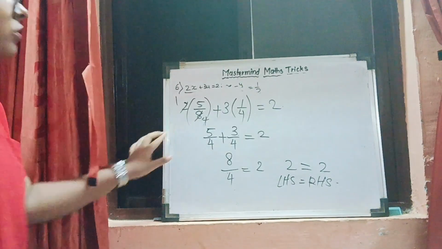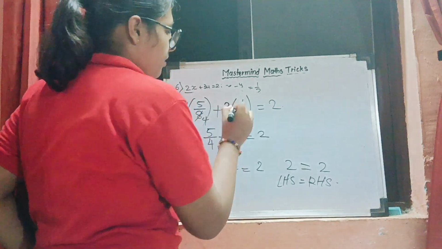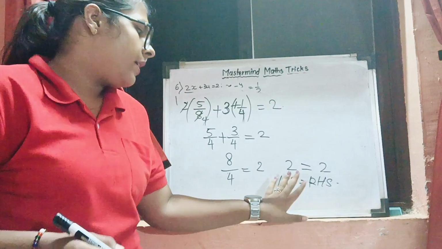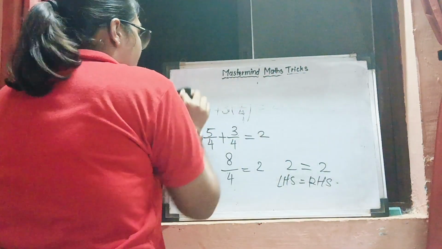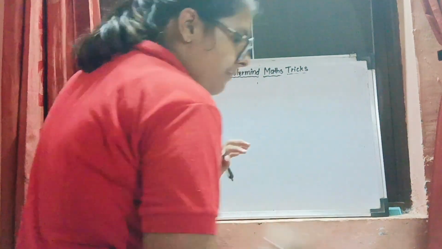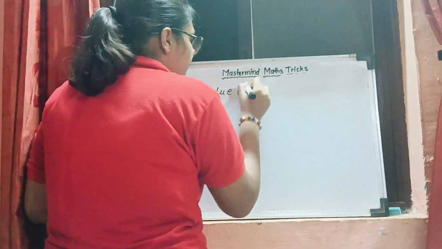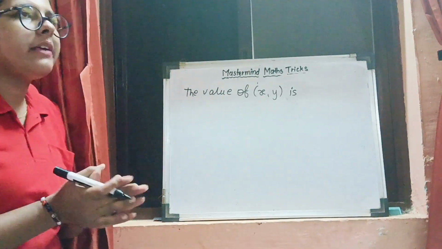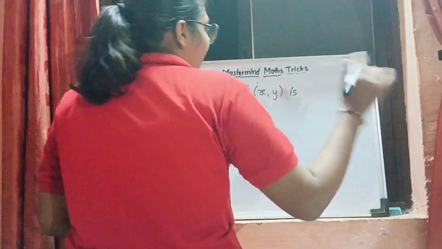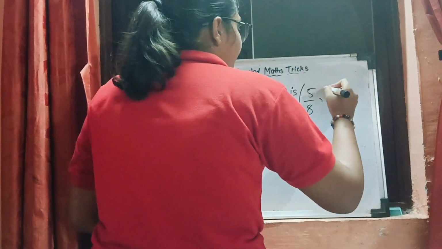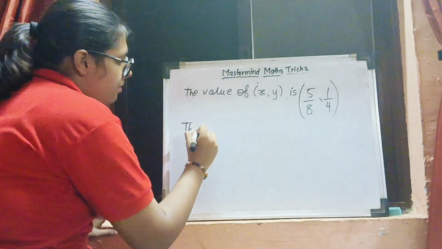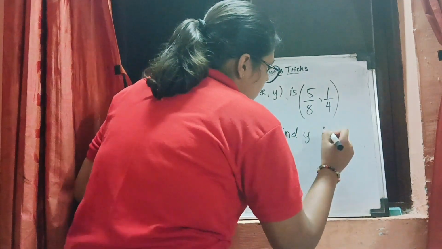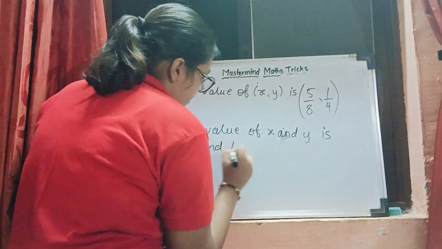Okay. Now, so first you have to write 3 multiplied by 1 upon 4. Okay, it is the simpler process. So after doing this, you have got LHS is equal to RHS. So now you are sure of your answer, and at the last of your answer, you can write that the value of x comma y is, don't put the equal to sign. Sometimes in a hurry we put the equal to sign. So put x comma y is 5 by 8 comma 1 by 4. Also you can write that the value of x and y is 5 by 8 and 1 by 4 respectively.